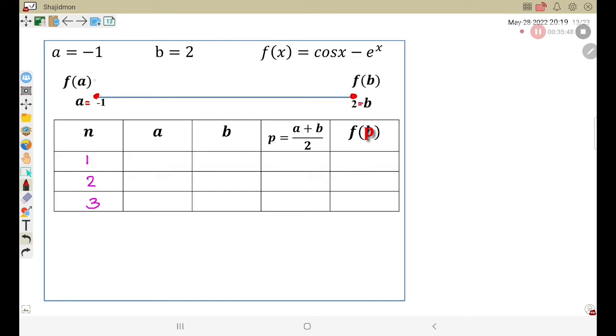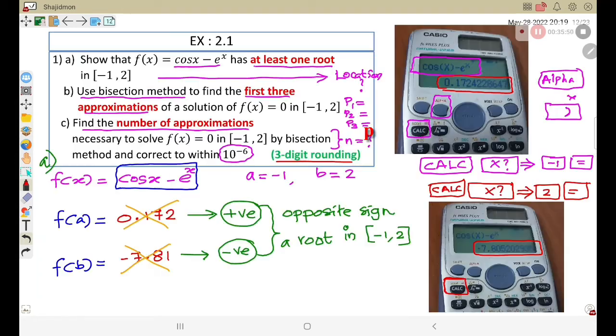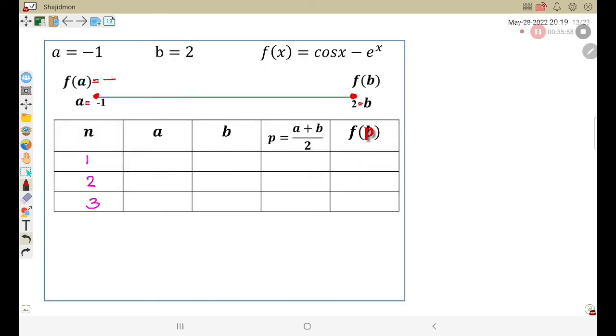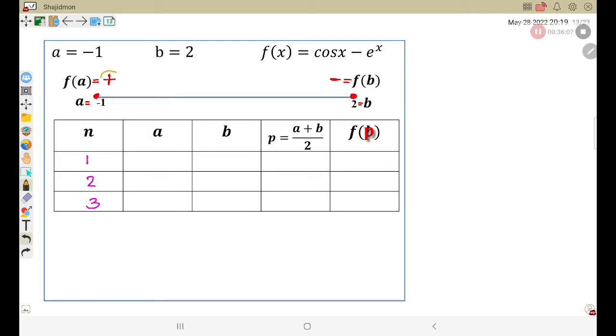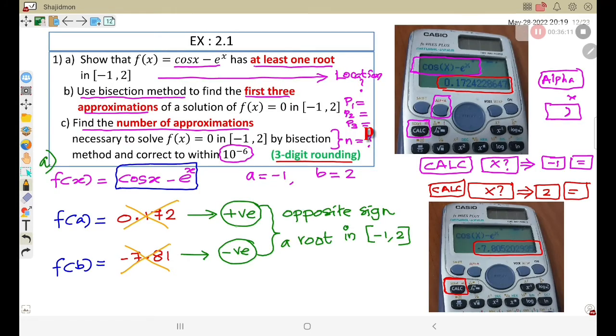Now f of A, what is the sign you are getting? Here we have written f of A means positive, f of B means negative. Correct? Just marking that one here. F of A is positive, f of B is negative. I hope you understood from where we got this sign. From here, see, f of A is positive, f of B is negative.